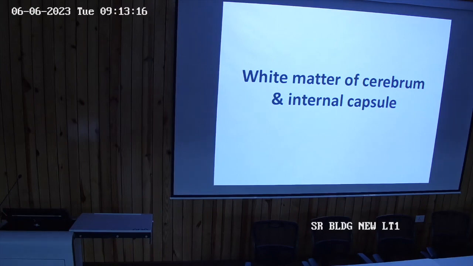This white matter, which connects the different parts of the cerebral hemisphere and also the central nervous system, is of different types. We classify the white fibers into three categories: association fibers, commissural fibers, and projection fibers. Association fibers are again of two types, short association fibers and long association fibers.